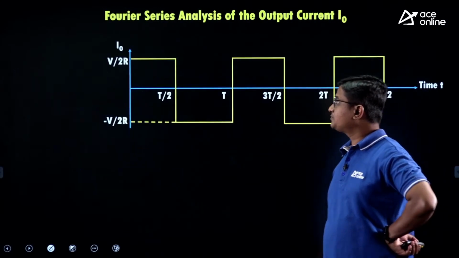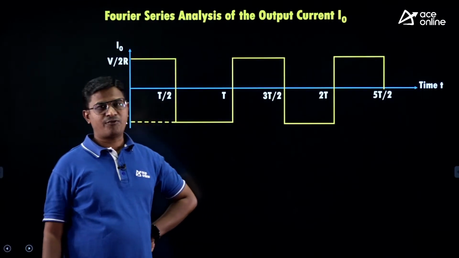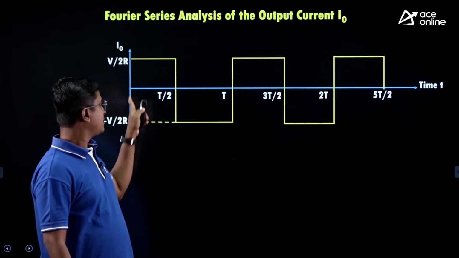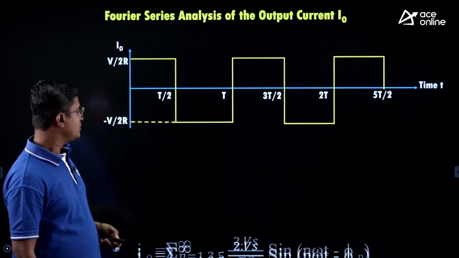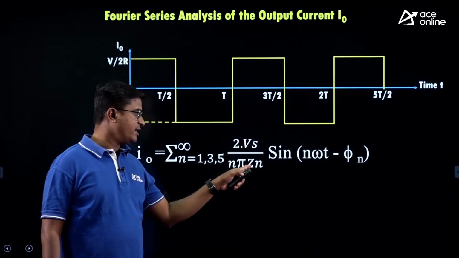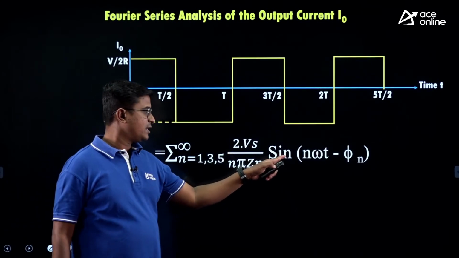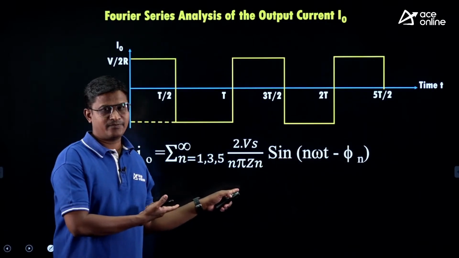All right. Next, similarly, can we write the Fourier series expression for the current waveform? Yes. The current waveform is also a square function, like your voltage waveform. So here I am writing the expression: 2 Vs by n pi into Zn into sine of n omega t minus phi n. This is in general what I have written.